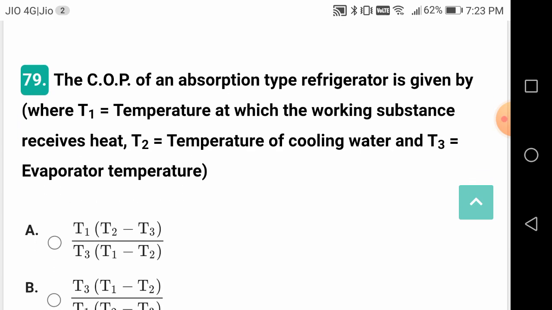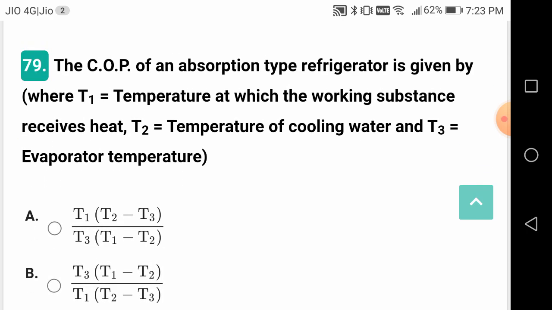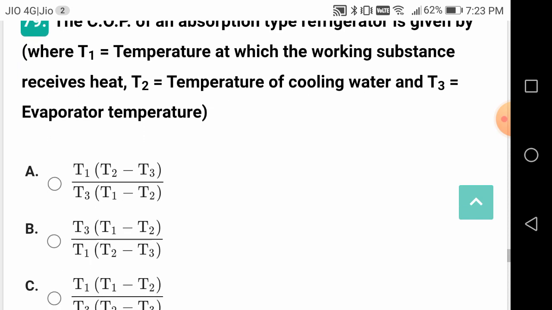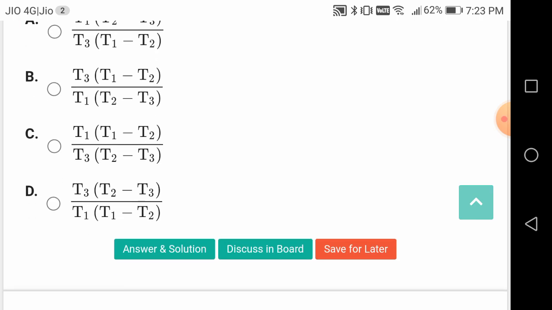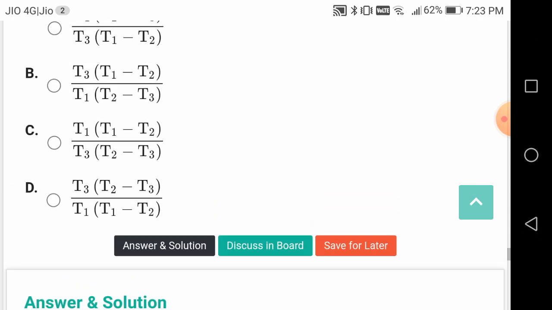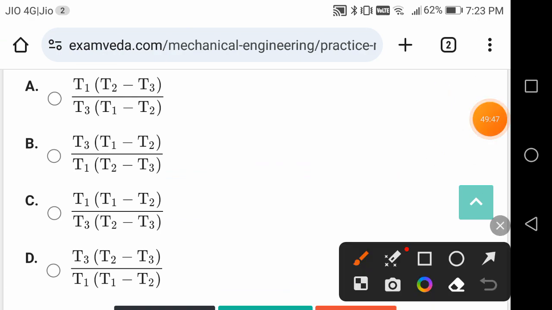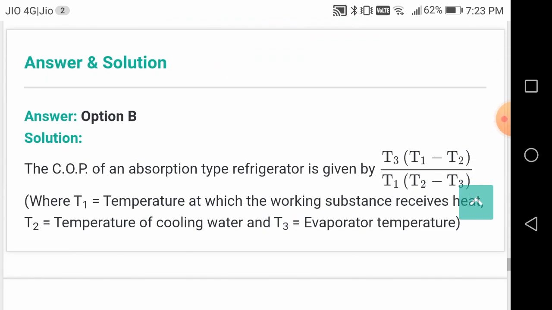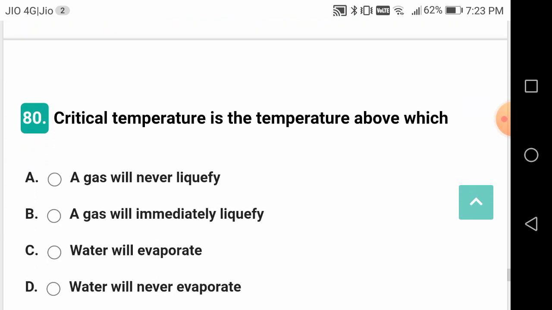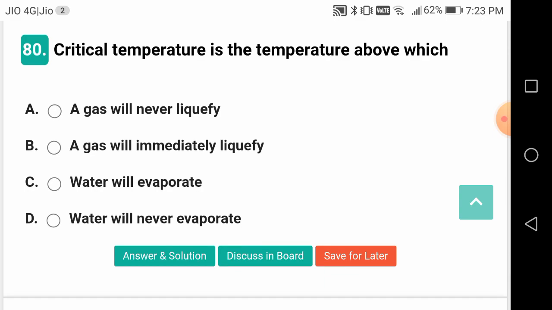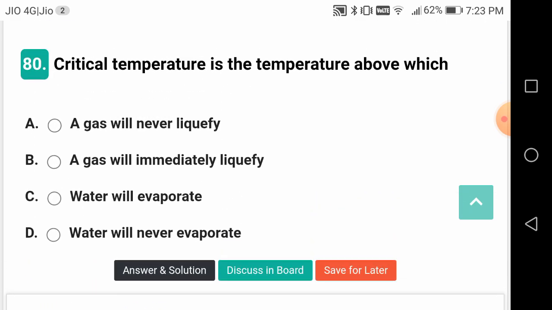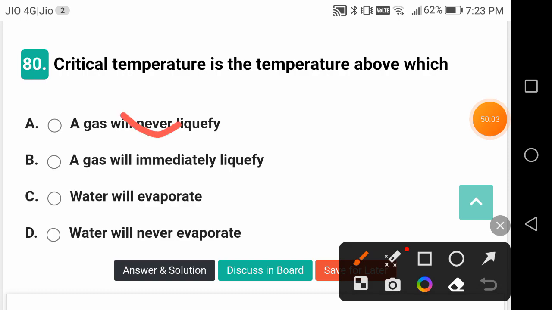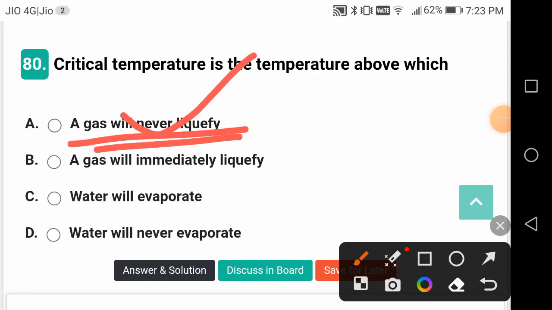The COP of an absorption type refrigerator is given by, T1 the temperature at which the working system receives heat, T2 the temperature of cooling water, and T3 the evaporator temperature. This is a good question, friends. Remember this. So what is the correct answer? It is B. T3 into (T1 minus T2) by T1 into (T2 minus T3). Remember this expression without fail. Critical temperature is the temperature above which a gas will never liquefy.